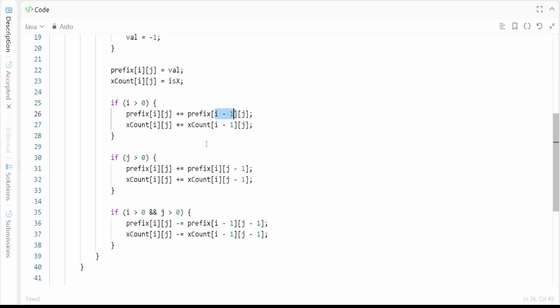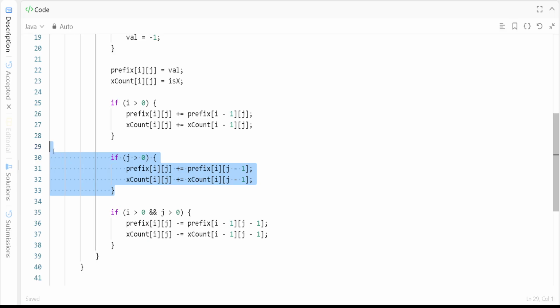Then we need to include the top rectangle plus the current cell. So let's suppose this is our current cell, and from the top we can get it like this. You will add all of them, the top rectangle plus the current cell. So this is your top contribution that you will add.